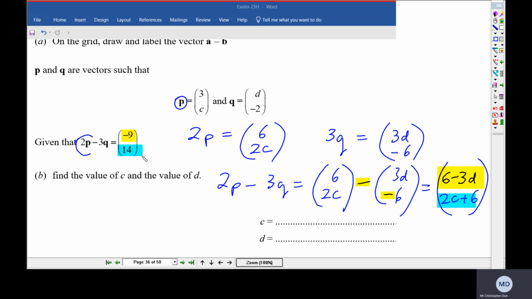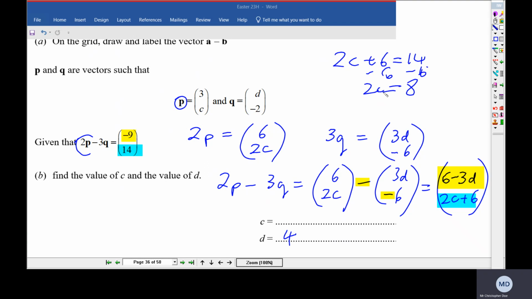So if 2C plus 6 is 14, what must C be? Because 2C plus 6 makes 14. 4. Why 4? 4 times 2 is 8. Done. Now you could do a bit of working out. 2C plus 6 is 14. You could take 6 off both sides and get 2C is 8 and then halve it. Yeah, you can do it in your head, doesn't matter.